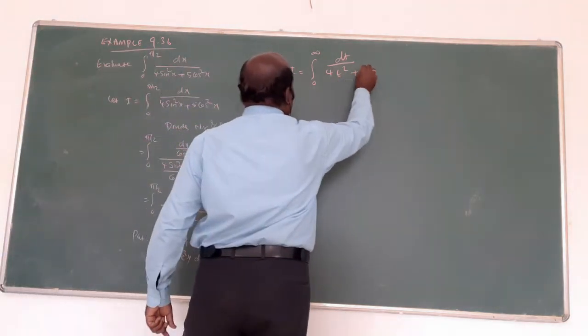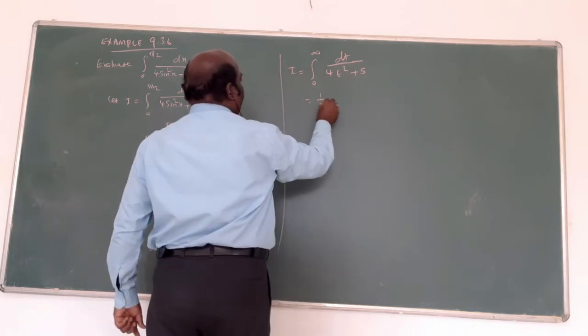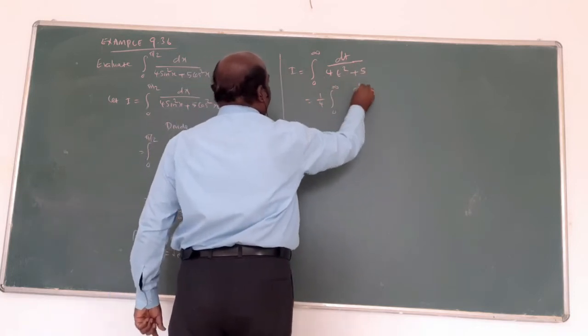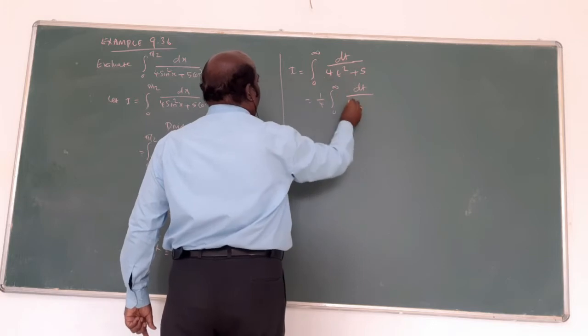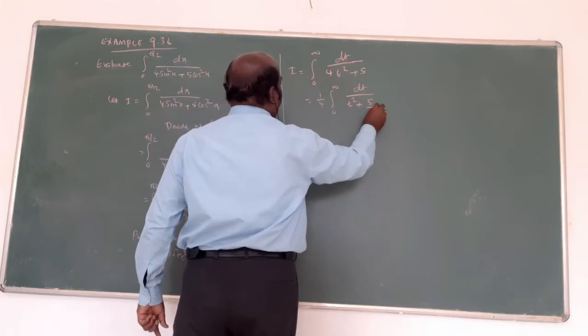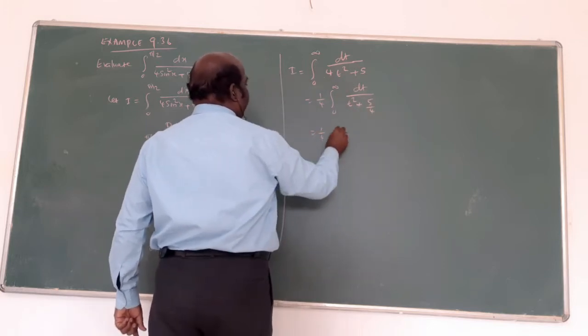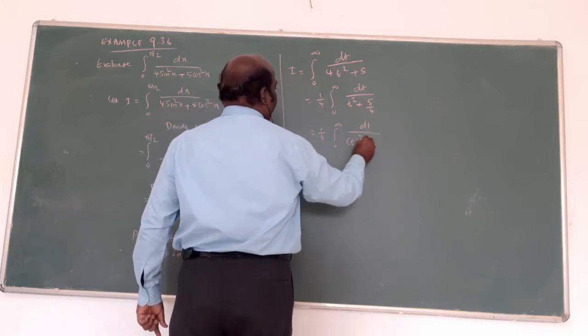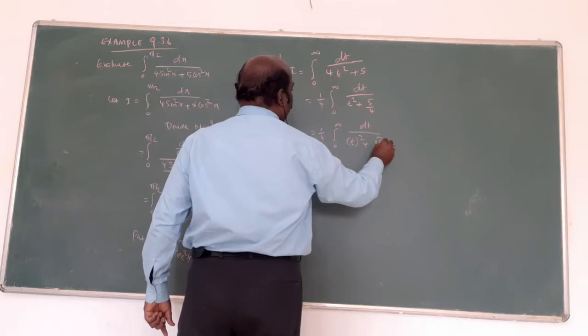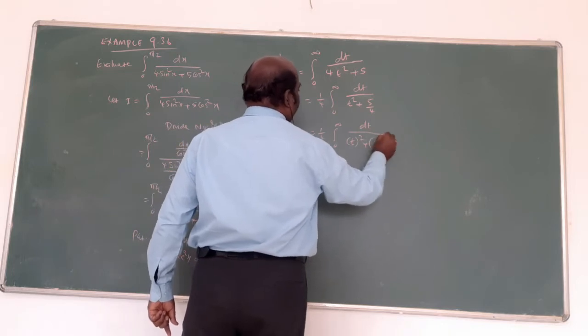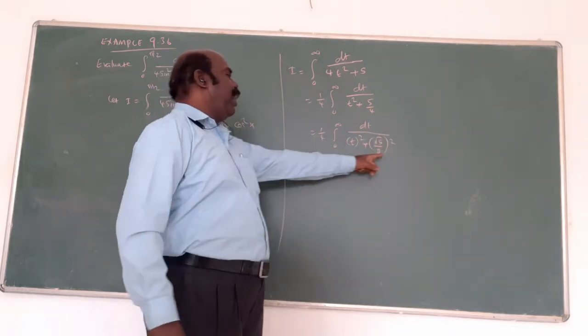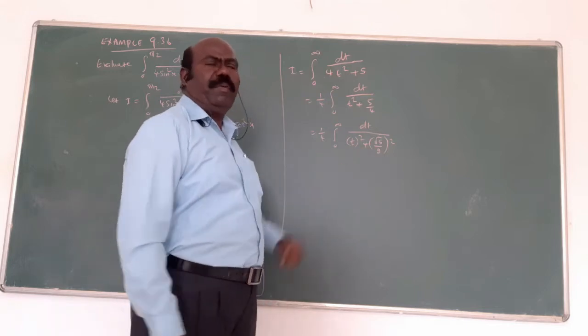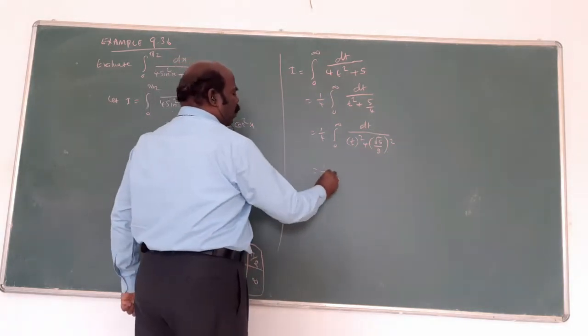Now the 4 goes outside: 1 by 4 times the integral from 0 to infinity of dt by t square plus 5 by 4. This also can be written as the integral from 0 to infinity of dt by t square plus root of 5 by 2 whole square. Constant square plus variable square. Therefore, by using this formula, 1 by 4 is there.